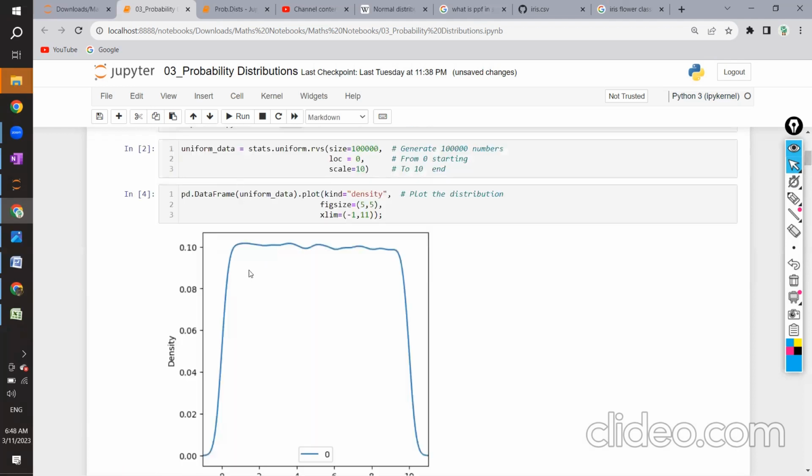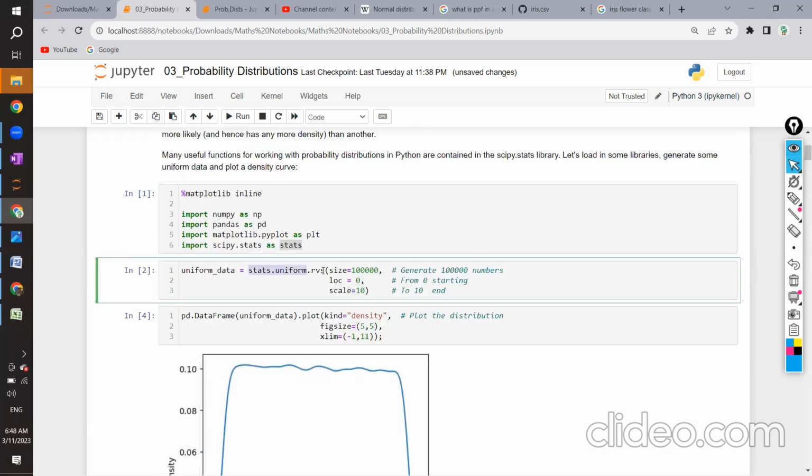So now I'm using stats.uniform.rvs because I want to create a uniform distribution. And here, as I said, the arguments you need to pass are starting, ending, and the size. loc is the start and scale is the end, and size is the size. I want to generate 1 lakh data points, and it will start from 0 and end at 10. All of this should form a uniform distribution.